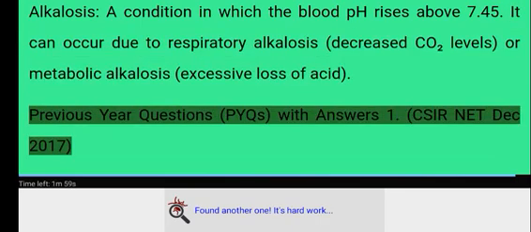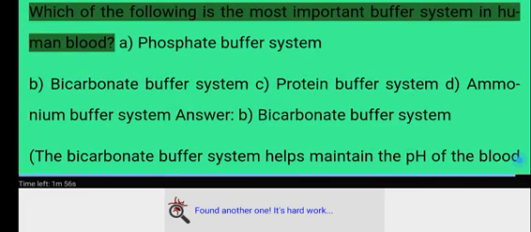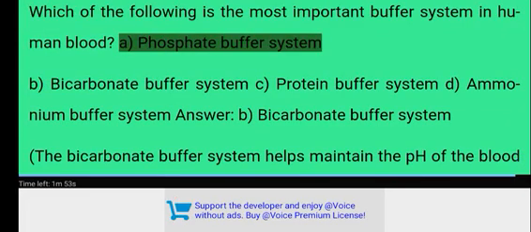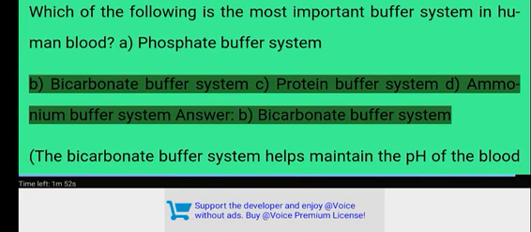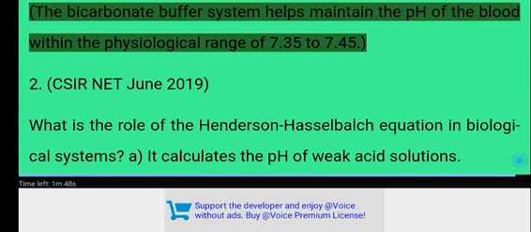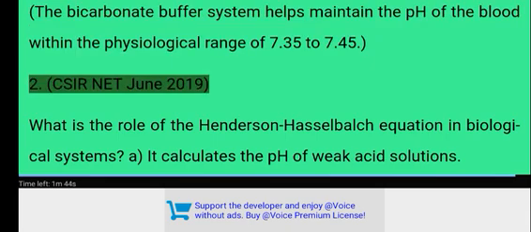Previous year questions, PYQs, with answers. 1. CSIR NET December 2017. Which of the following is the most important buffer system in human blood? A. Phosphate buffer system. B. Bicarbonate buffer system. C. Protein buffer system. D. Ammonium buffer system. Answer: B. Bicarbonate buffer system. The bicarbonate buffer system helps maintain the pH of the blood within the physiological range of 7.35 to 7.45.